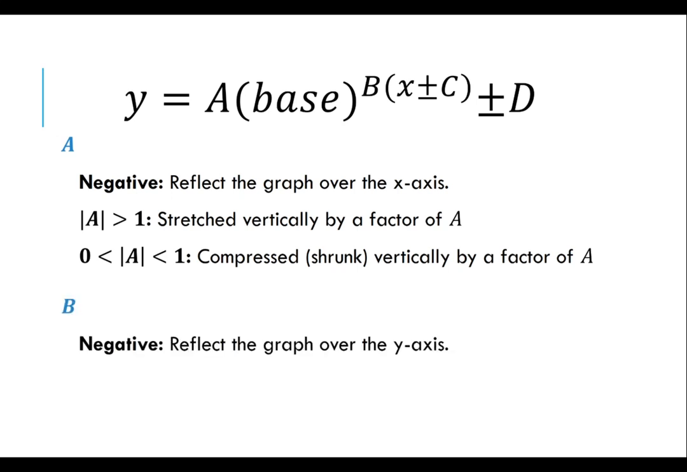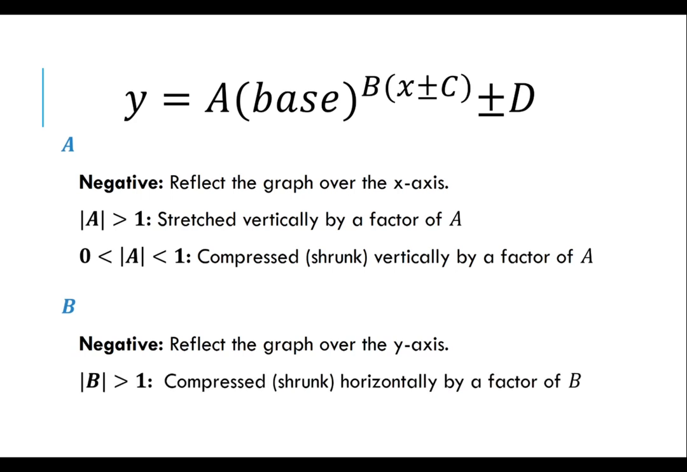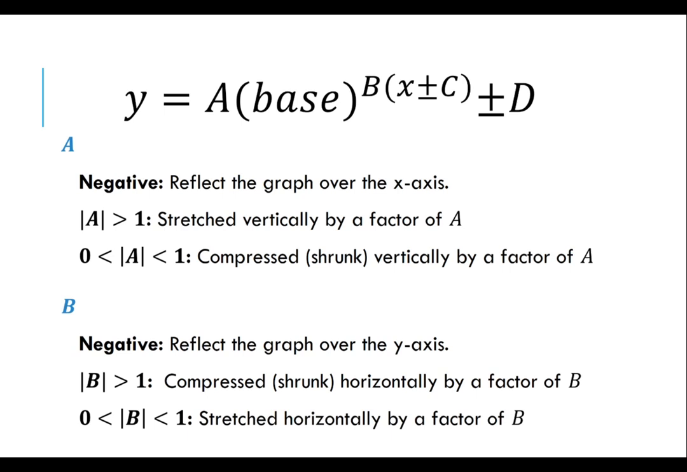B is going to affect horizontal stuff because it's inside, so it's up here. And if b is negative, it's going to reflect the graph over the y-axis. That is, it's going to turn sideways. If b is bigger than 1, then it's going to be a horizontal compression. If b is a number between 0 and 1, it's going to be a horizontal stretch.